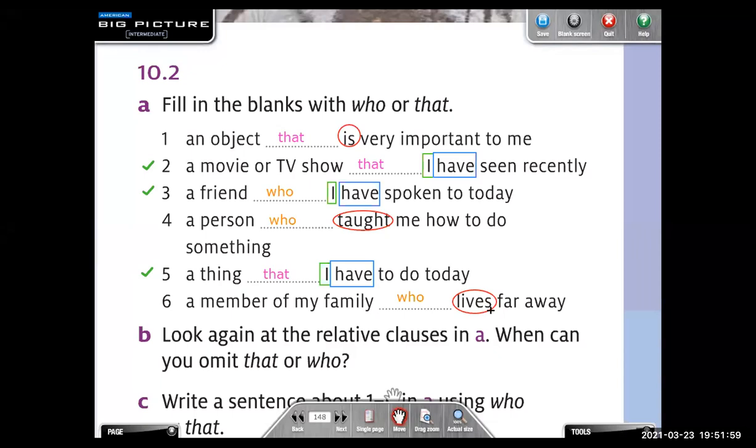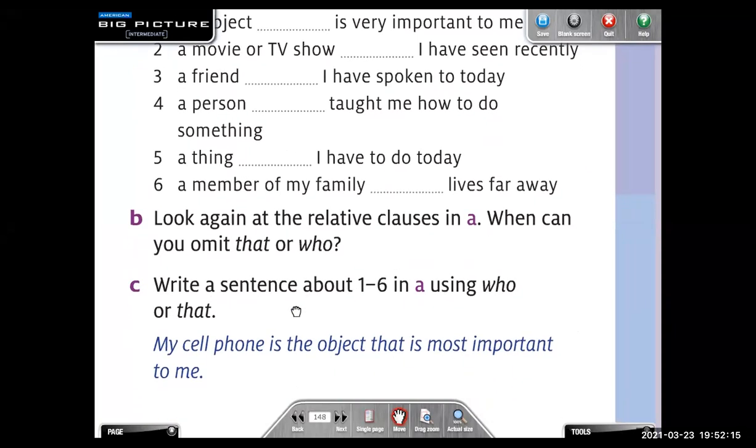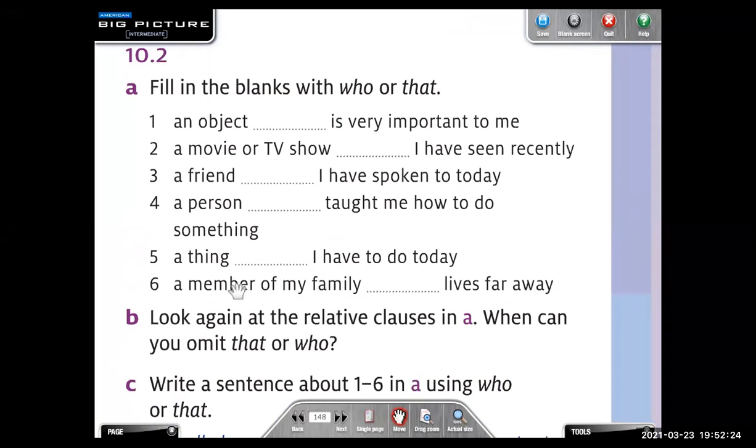Okay, so what are we going to do? You are going to write sentences. It says, write a sentence about 1 to 6 in A using who and that. Okay, for example, my cell phone is the object that is most important for me. So I want you to complete all these sentences so that they are true for you. Okay, completen las oraciones y que sean reales para ustedes y luego las vamos a compartir. Okay? I'm going to give you some minutes.